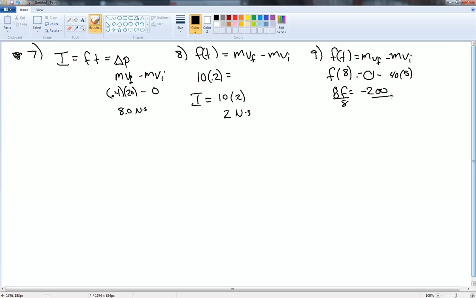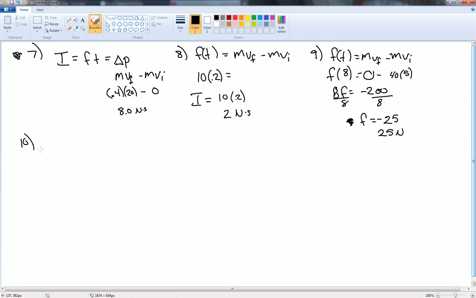Divide each side by 8. I'm going to get that F is equal to about 25. So in this case, it's negative 25, but the direction doesn't matter. The negative sign only matters if we're talking about the direction. So 25 newtons is good enough.